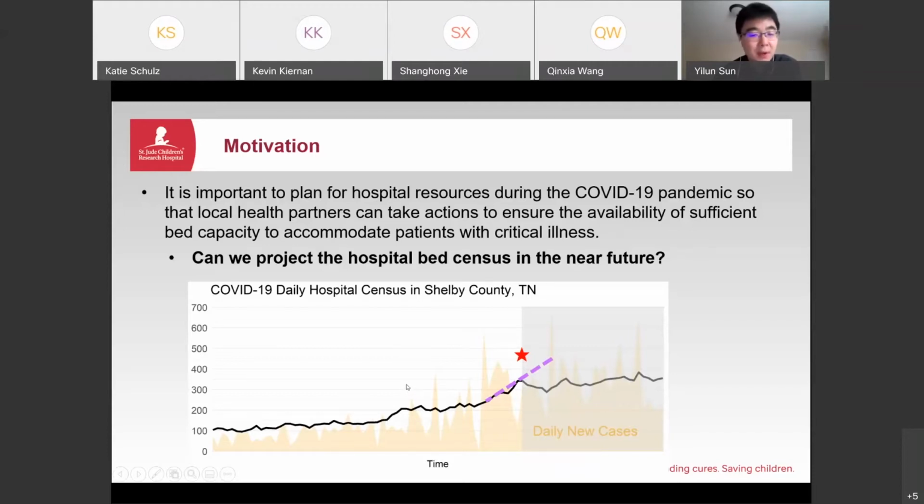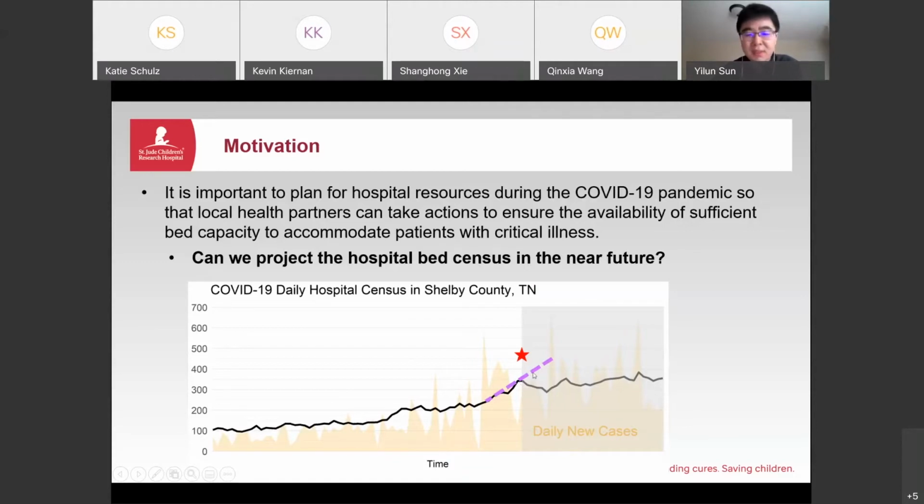However, we may have some problem with it, and here is an example. This graph shows the hospitalization data in Shelby County, Tennessee, over a period of time. Suppose the task here is to project the future trend at the red star. If we use the past hospitalization data, we will probably think the future trend is going up, like the purple dashed line. However, the actual trend is going down.